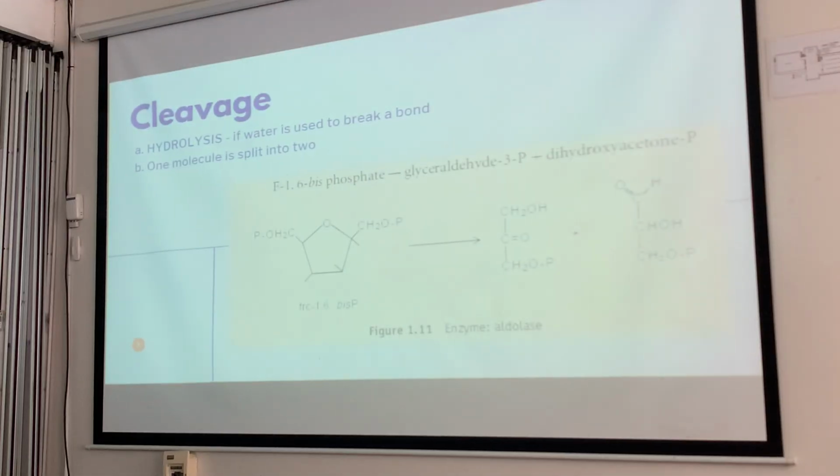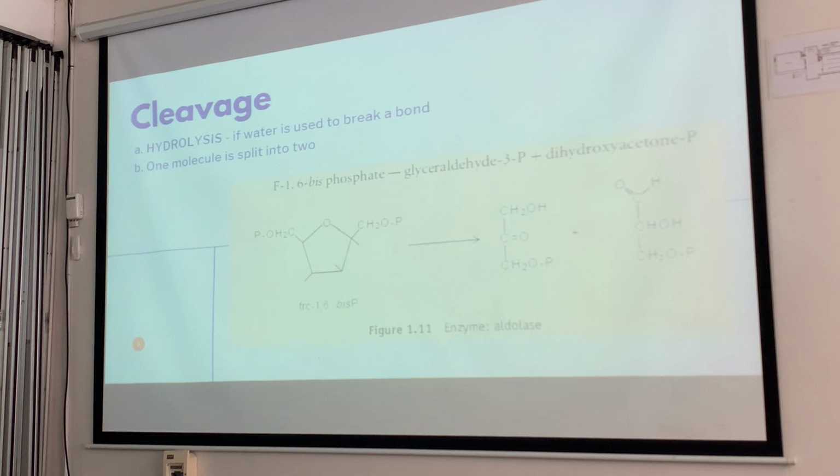Okay, next. In this case, aldolase, wherein one molecule is split into two. Most of the reactions that I showed you, you can find in the first pathway that you're going to tackle. I think in the GI part, you will get to know these reactions already. So fructose 1,6-bisphosphate becomes glyceraldehyde 3P plus dihydroxyacetone.